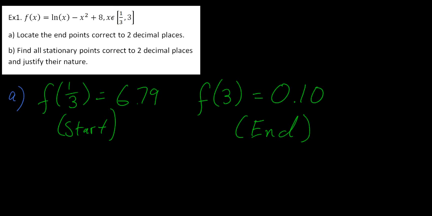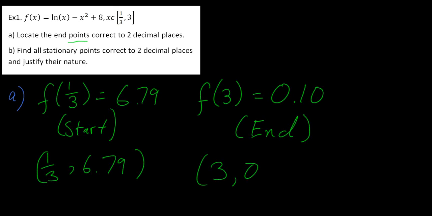Of course, this actually doesn't answer the question. It says endpoint over here, so just write this in coordinate form. So 1/3, comma 6.79, and the other one is 3, 0.10. These are the two endpoints.